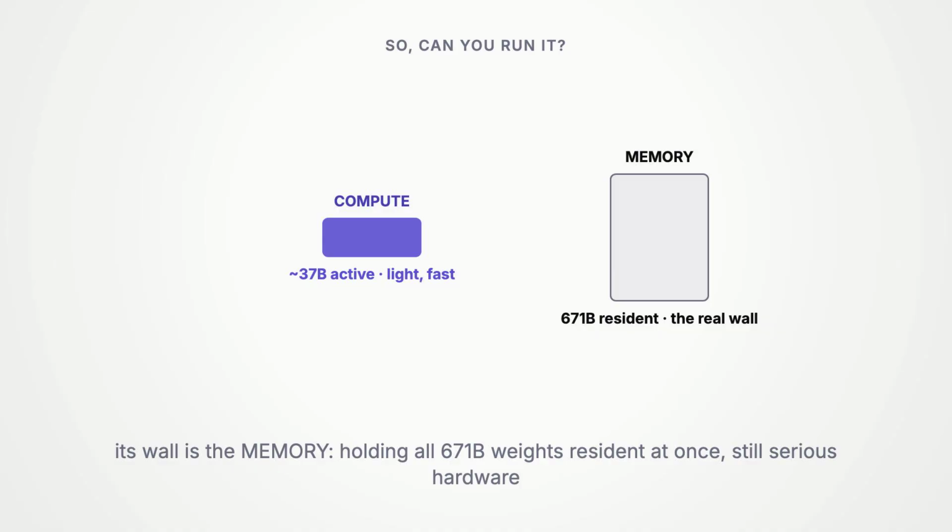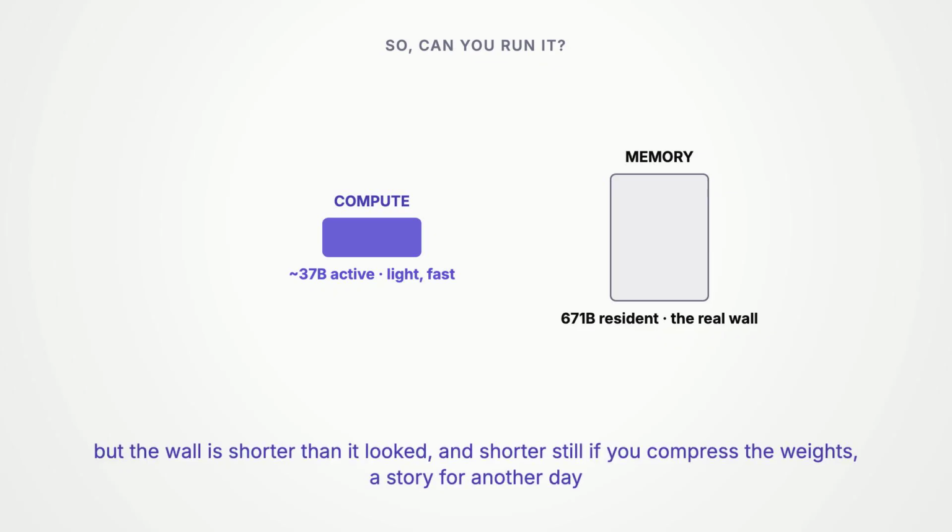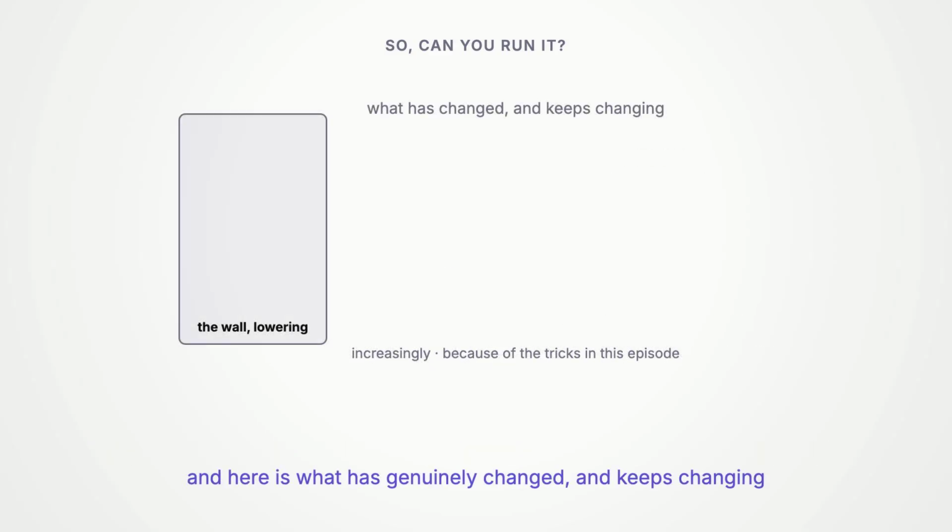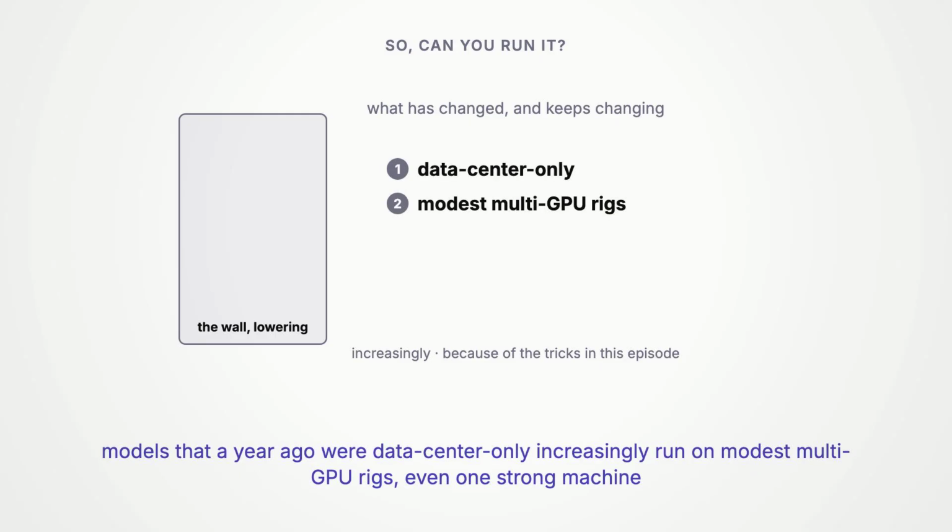That is still a serious amount of hardware. But the wall is shorter than it first looked, and it gets shorter still when you compress those weights down to fewer bytes each, which is its own story for another day. And here is what has genuinely changed and keeps changing. Models that a year ago belonged only to data centers are increasingly being run on modest multi-GPU rigs, and even on a single strong machine, precisely because of the tricks in this episode.